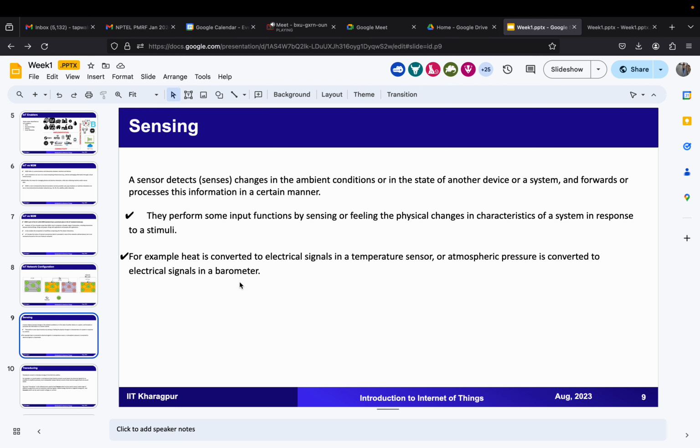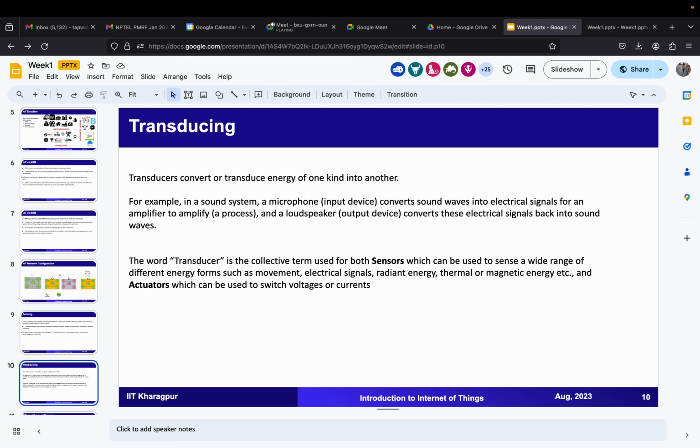So in case of sensing, various kinds of sensors are deployed, and these sensors first fetch the data from the environment, convert the fetched data into an electric signal, and further pass it to another device for performing some analytics. Then, transducing.